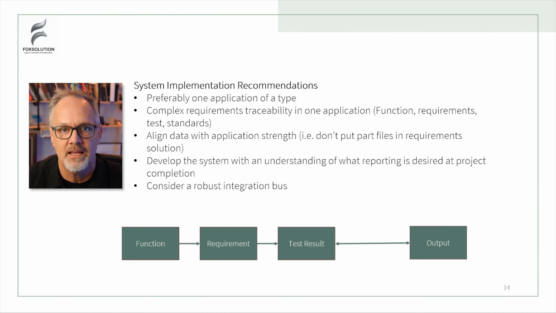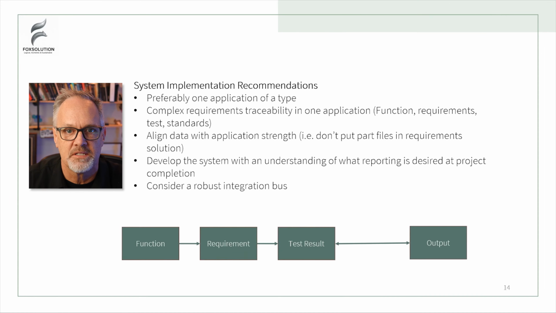We want to align data with application strength. And what I mean by that is several times people have asked me to put the bill of materials inside of the ALM tool. Well, the ALM tool isn't designed to manage massive files. And the PLM system has been specifically designed for that and also has all of the bill of materials hierarchy configuration management functionality built into it. So despite the fact that we want the traceability in one tool, we don't want to use databases for what they weren't intended to be used for. So keep the parts in the PLM system, keep the requirements in the ALM system, and I think you'll be much happier from a system performance perspective.